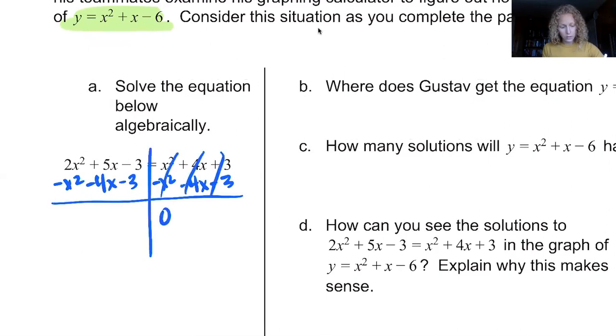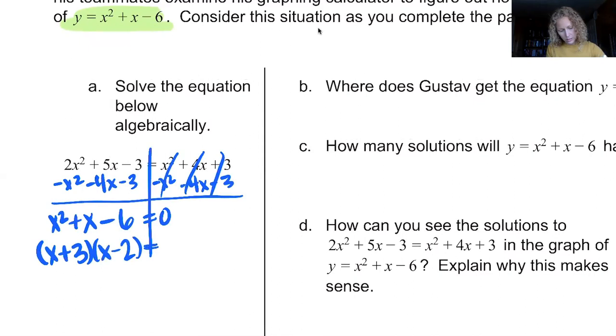That's all going to turn into nothing, and we have x squared plus x minus 6. Nicely, that's something that we can factor as well. That's going to be (x plus 3)(x minus 2) equals 0, which means our solutions are going to be negative 3 and 2.